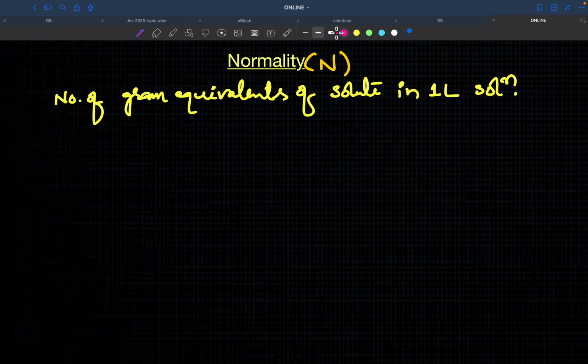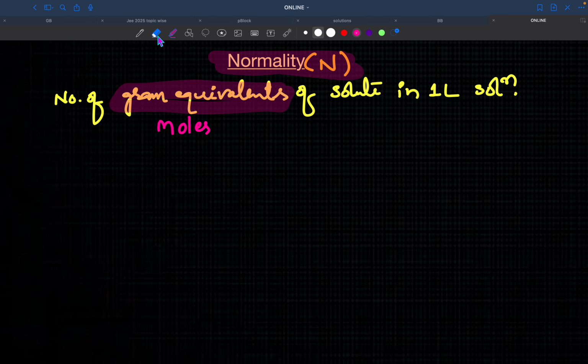So it's the same thing, but the only word that changes here is, in the definition of normality, this is the new word we have to study. If we replace this word by moles, what do we get? Molarity will come. So this is normality, so it should be gram equivalents. Our task is to find out what is gram equivalent, right? If you know the gram equivalent, you can do it. So I will write the formula of normality here.